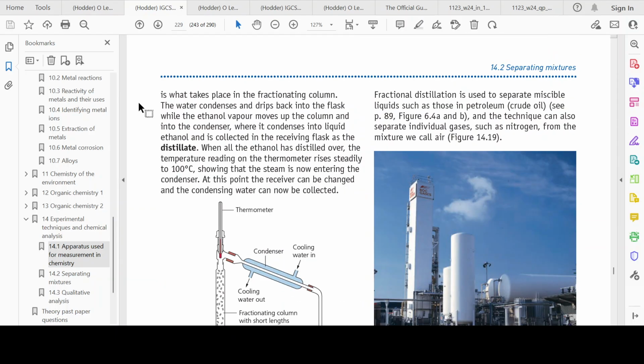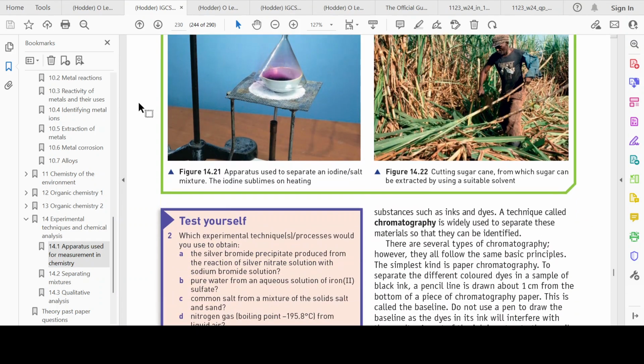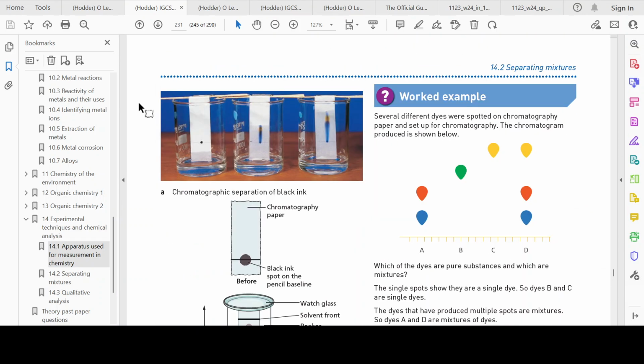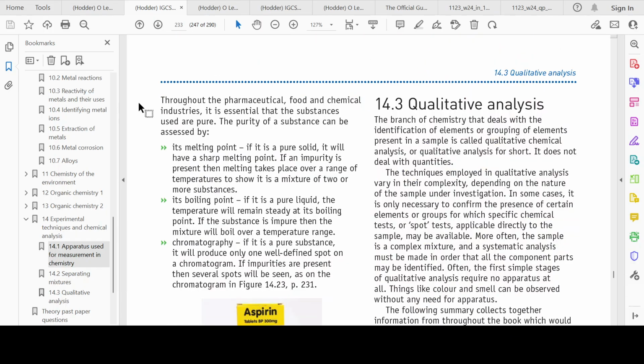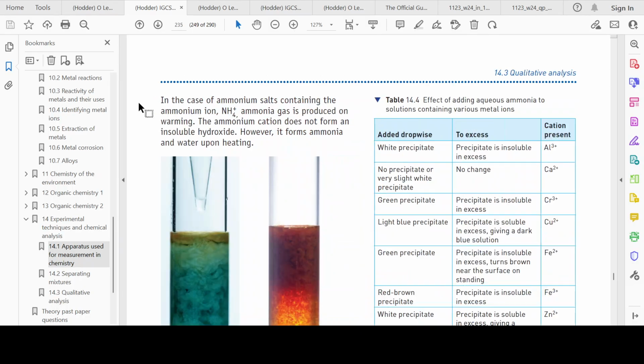We'll continue with this the next time, and we'll talk about all of these and then the qualitative analysis, and hopefully wrap up in time.